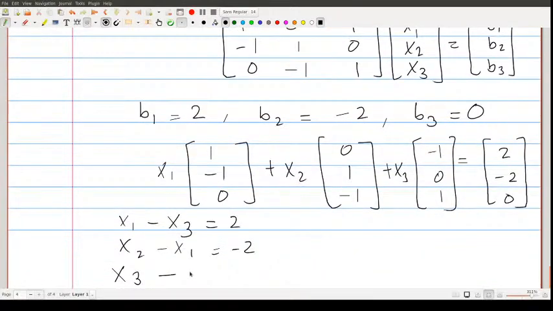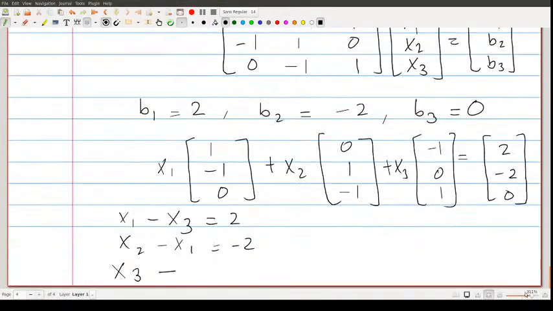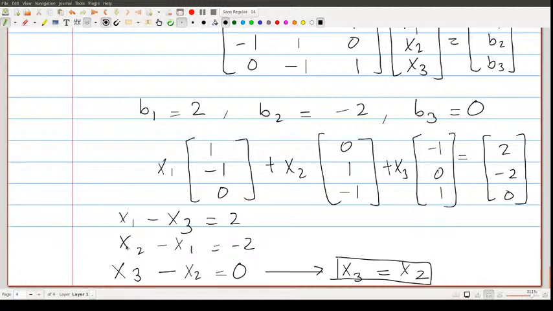So x3 minus x2 is equal to 0. And now notice that, let's not worry about this one, let's see what this gives me. This equation is giving me x3 is equal to x2, right? And so now I can substitute this in some previous equation. So by substitution, I can say x3 minus x1 is equal to minus 2 and x1 minus x3 is equal to 2. What happens when I try to solve this equation? I get x1 is equal to 2 plus x3, right?